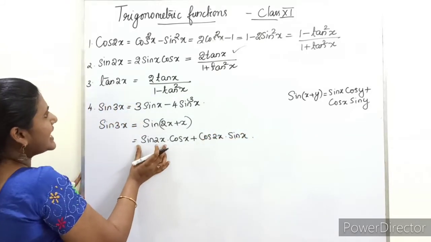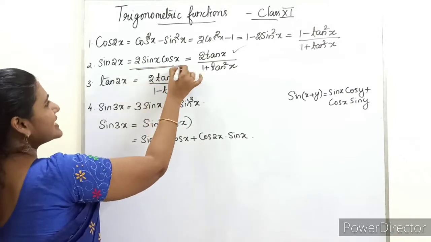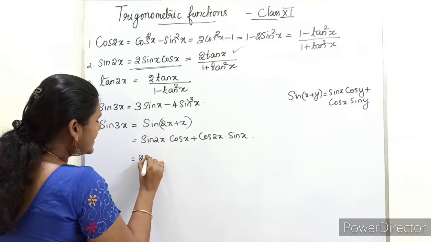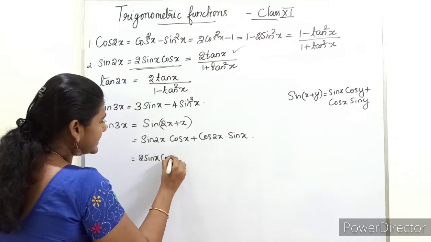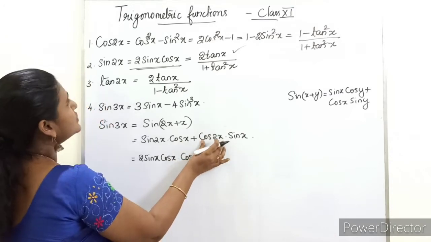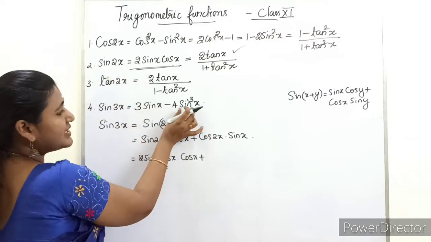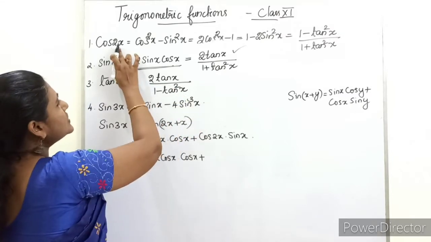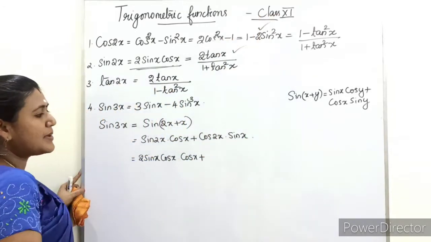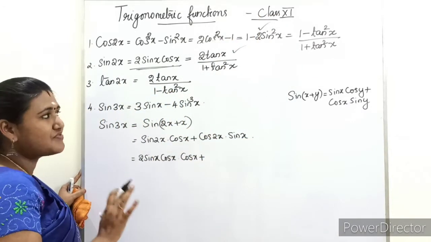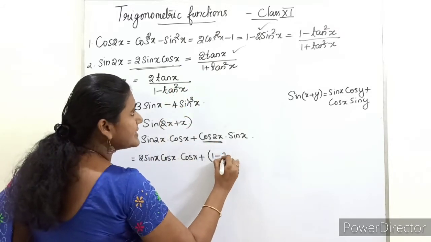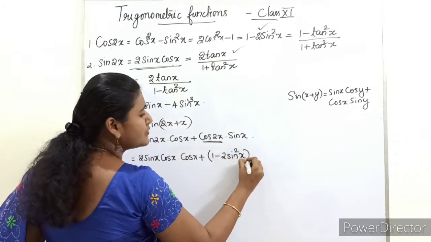Now you see here, sin 2x we have already got. What is sin 2x? 2 sin x cos x. So in this place we will write 2 sin x cos x, and here we have one more cos x, plus. Now the cos 2x value, actually you need everything in terms of sin. So cos 2x you have 4 formulas. Out of this you take this formula because we need all the answers in terms of sin. So in the place of cos 2x we can write 1 minus 2 sin square x, into sin x.